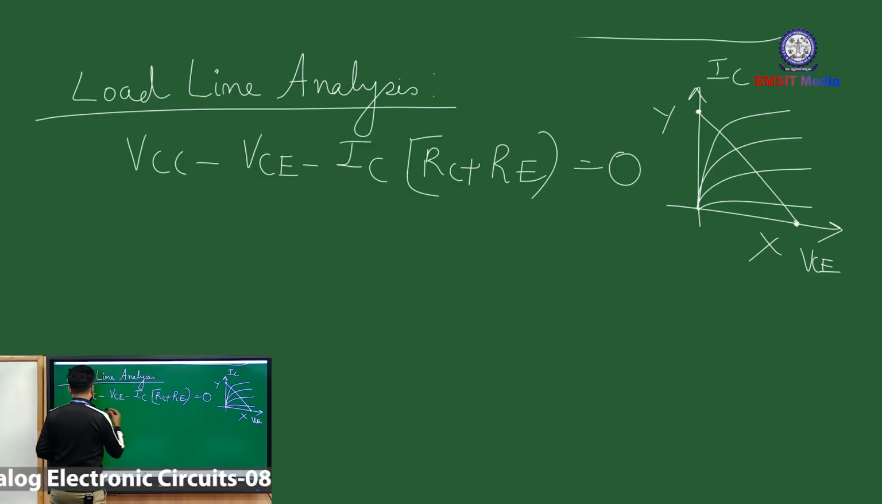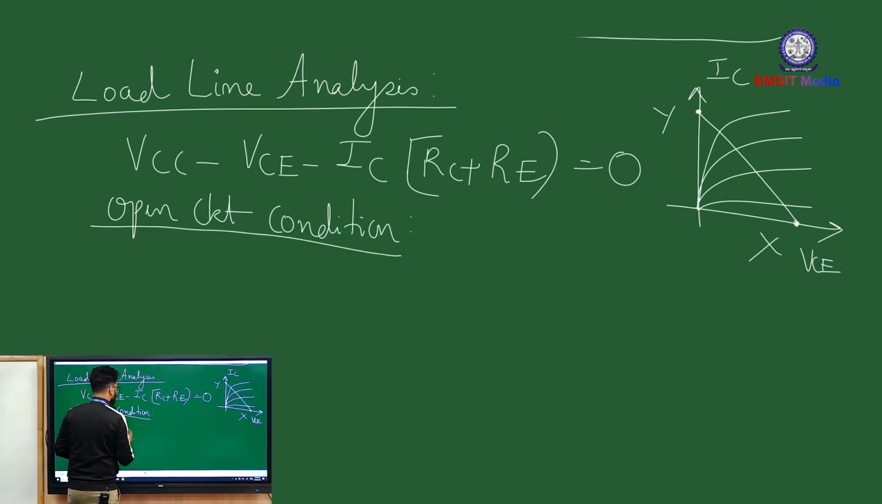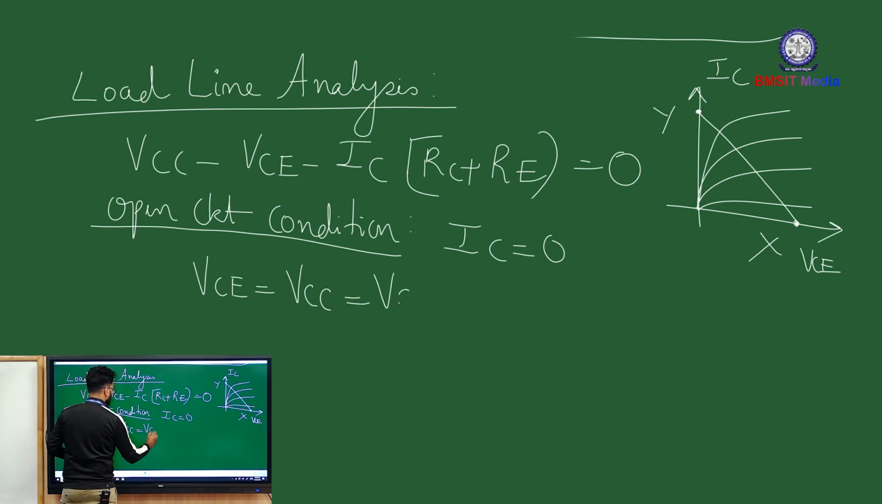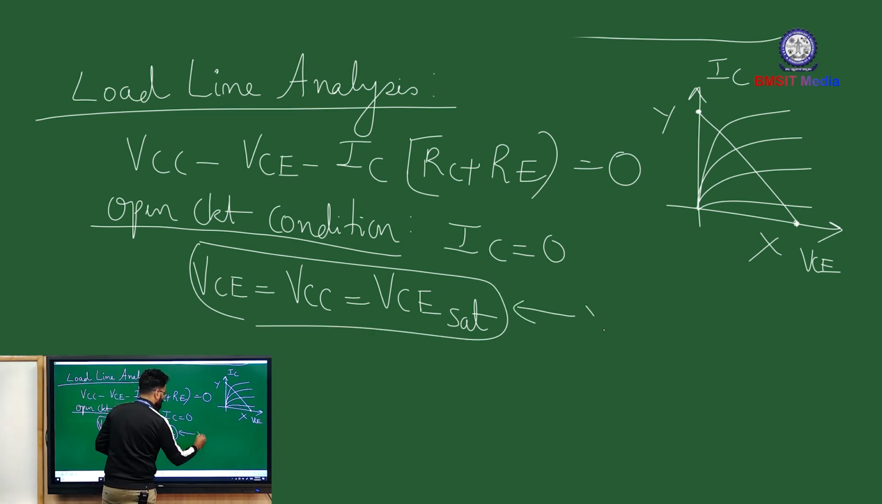Okay. All right. So let's create open circuit condition. So what do you mean by open circuit condition? Open circuit condition means collector current is zero, because in an open circuit, current becomes zero. So when IC is made zero, you will be left with VCE equal to VCC, which is nothing but the maximum voltage, right? The maximum voltage is the power supply voltage, and that's why you can take this VCE value as VCE saturation. So this is nothing but your x-intercept.